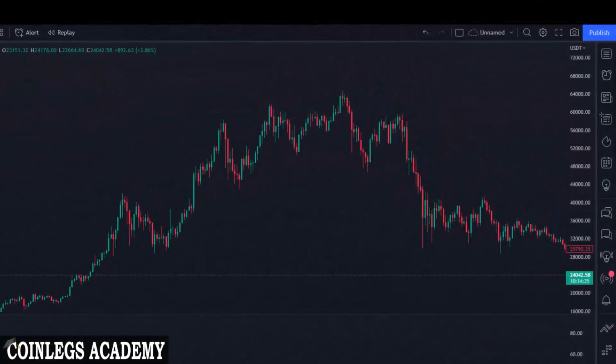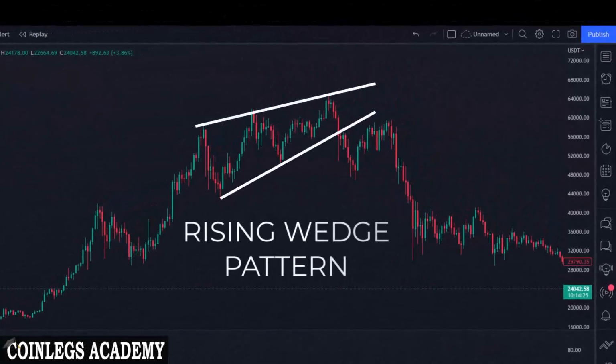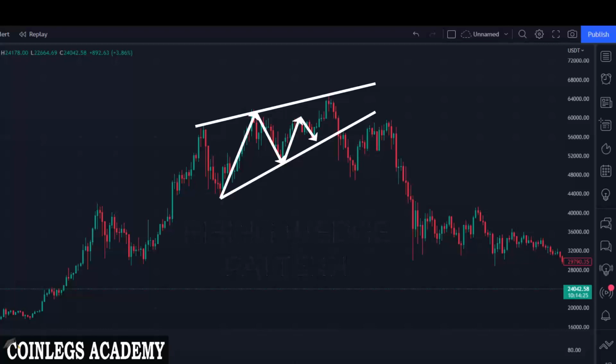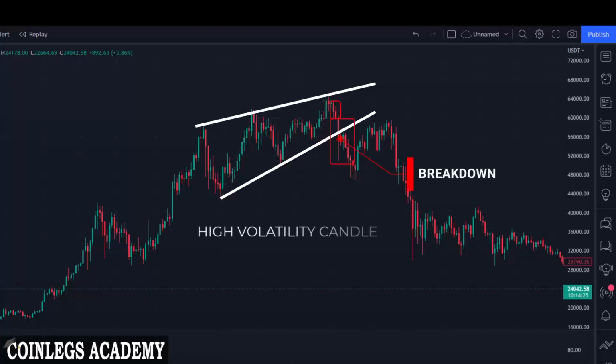If we look carefully, as you can see here, we have a rising wedge pattern. The price is losing momentum while rising. Then the price breaks down the lower trend line with a high volatility candle. We can consider this breakdown area for our entry point.